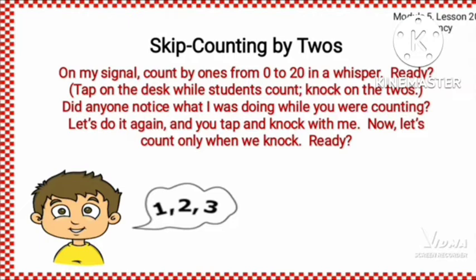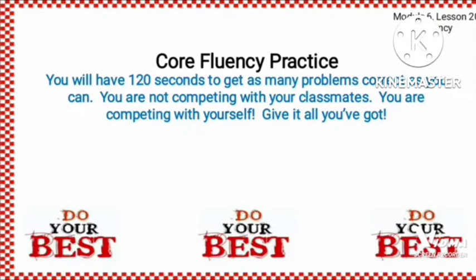All right. Let us count only the even numbers now. Do you remember the even numbers? Let's start. 0, 2, 4, 6, 8, 10, 12, 14, 16, 18, 20. Fantastic job. The other numbers 1, 3, 5, 7, 9, 11, 13, 15, 17, 19 are called what? Odd numbers. You cannot share them into two equal parts.